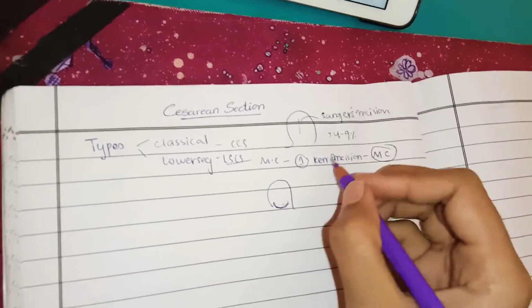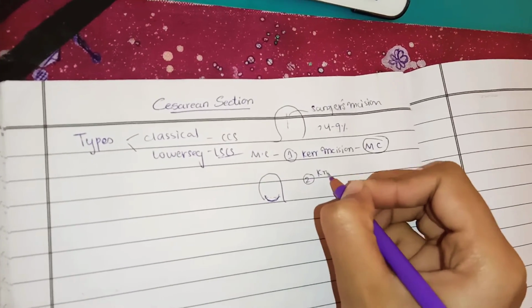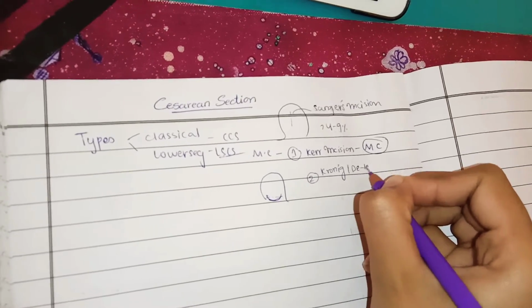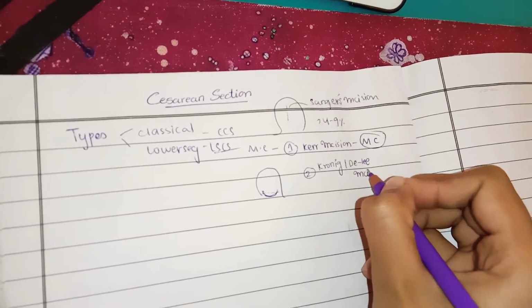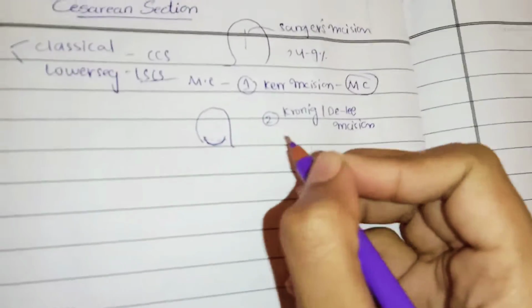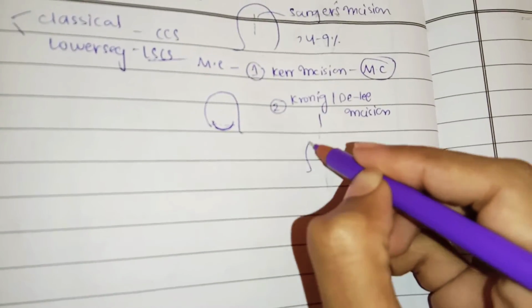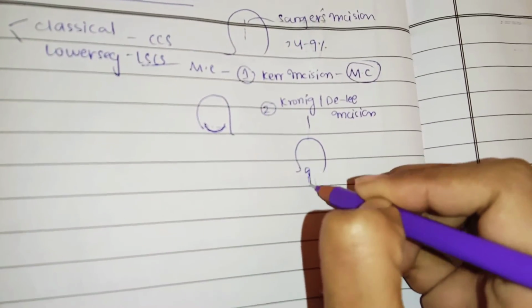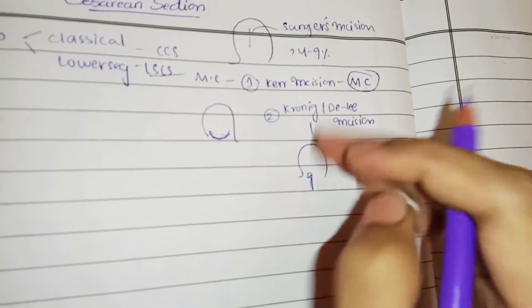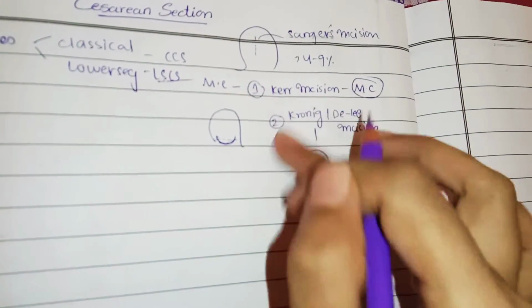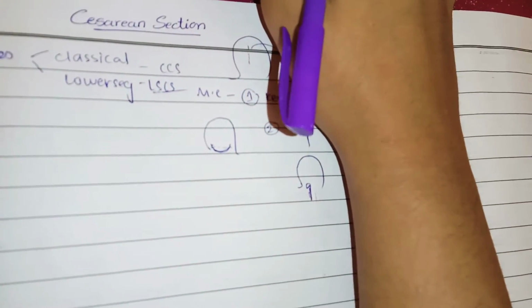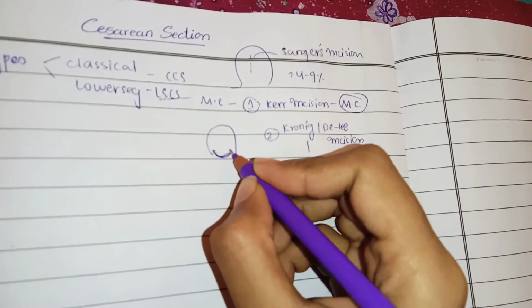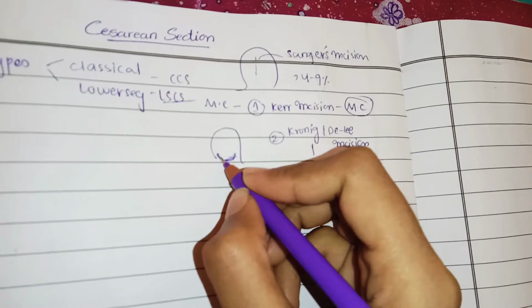And the second one is Kronig's, or also called the Delee incision. So what is Kronig's or Delee incision? For example, this is uterus. You'll give it in the lower segment like this. So the most common is Kerr's incision. Kronig's is very rare. If you see the shape, Kerr's is a curvy linear shape which stretches during labor.